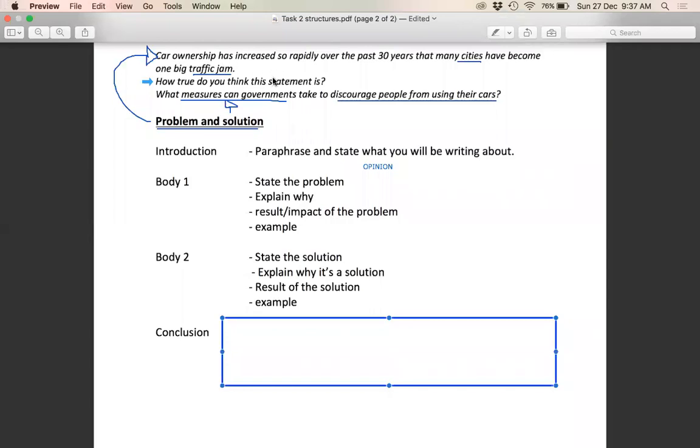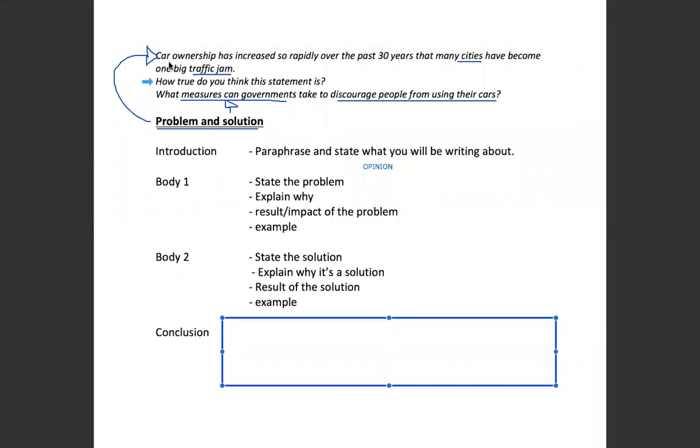So I've seen that candidates often, with a question like this, they just answer this question. So they briefly say that it's true in the introduction, and then they spend both paragraphs answering this question. Okay, you're going to lose marks if you don't discuss the problem properly. They're asking you if you think this is true.